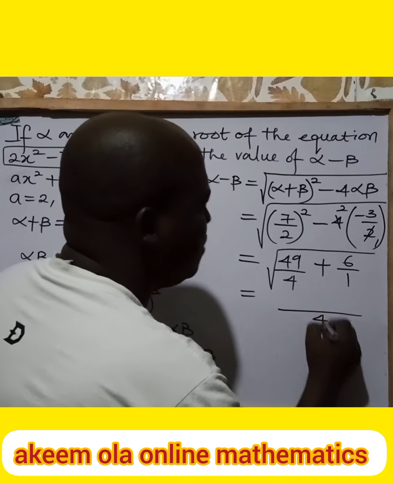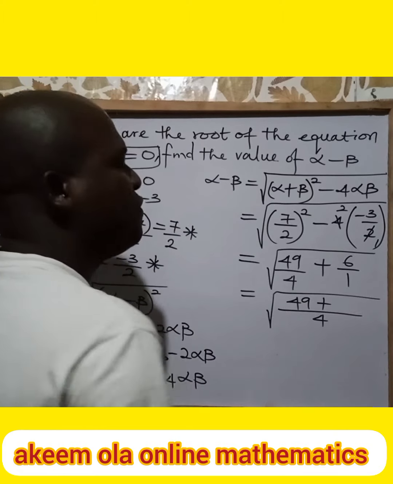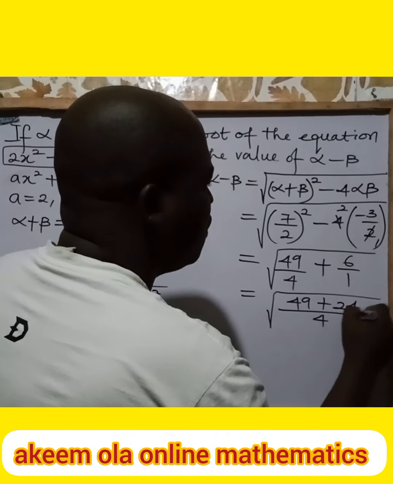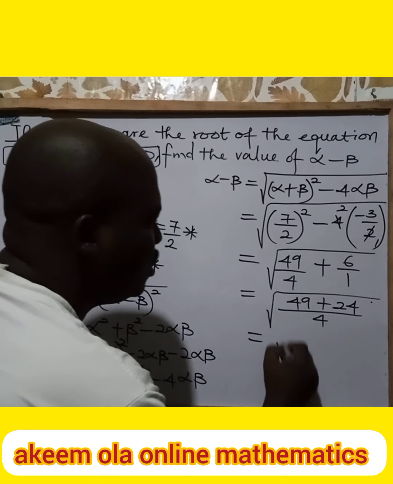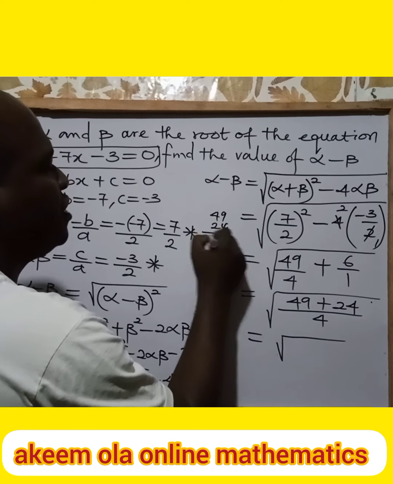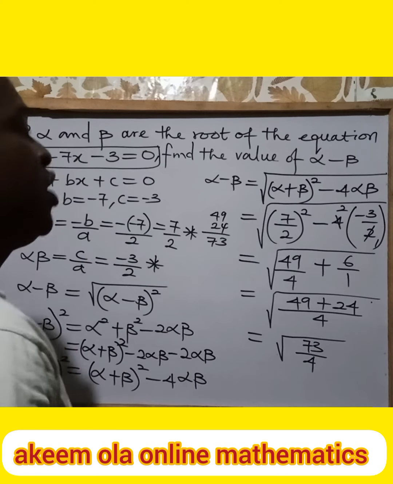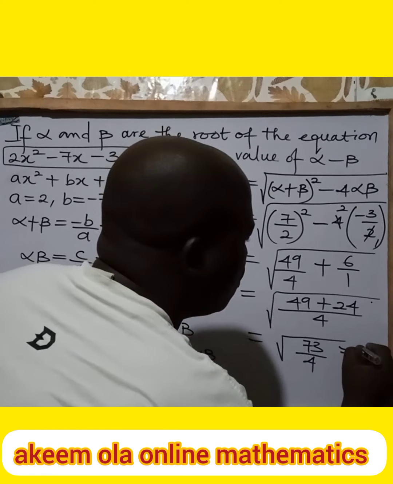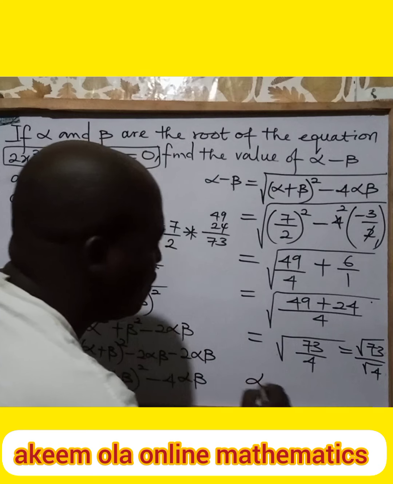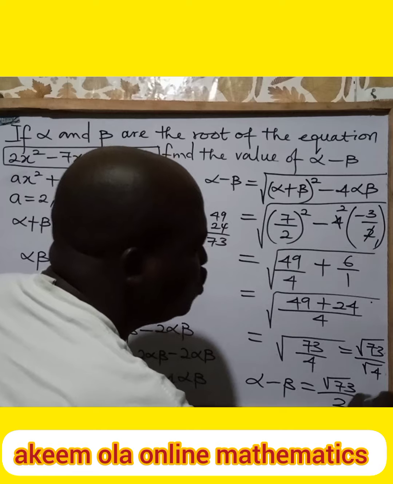If you find the LCM, it is 4. 4 in 4 is 1, you have 49. Plus 1 in 4 is 4, and 4 times 6 is 24. We have 24 here. So that will give us the square root of, what is 49 plus 24? We have 73. So we have 73 all over 4. Of course, when you have something like this, it will be equal to root 73 all over root 4. So my alpha minus beta will now be root 73 all over 2.